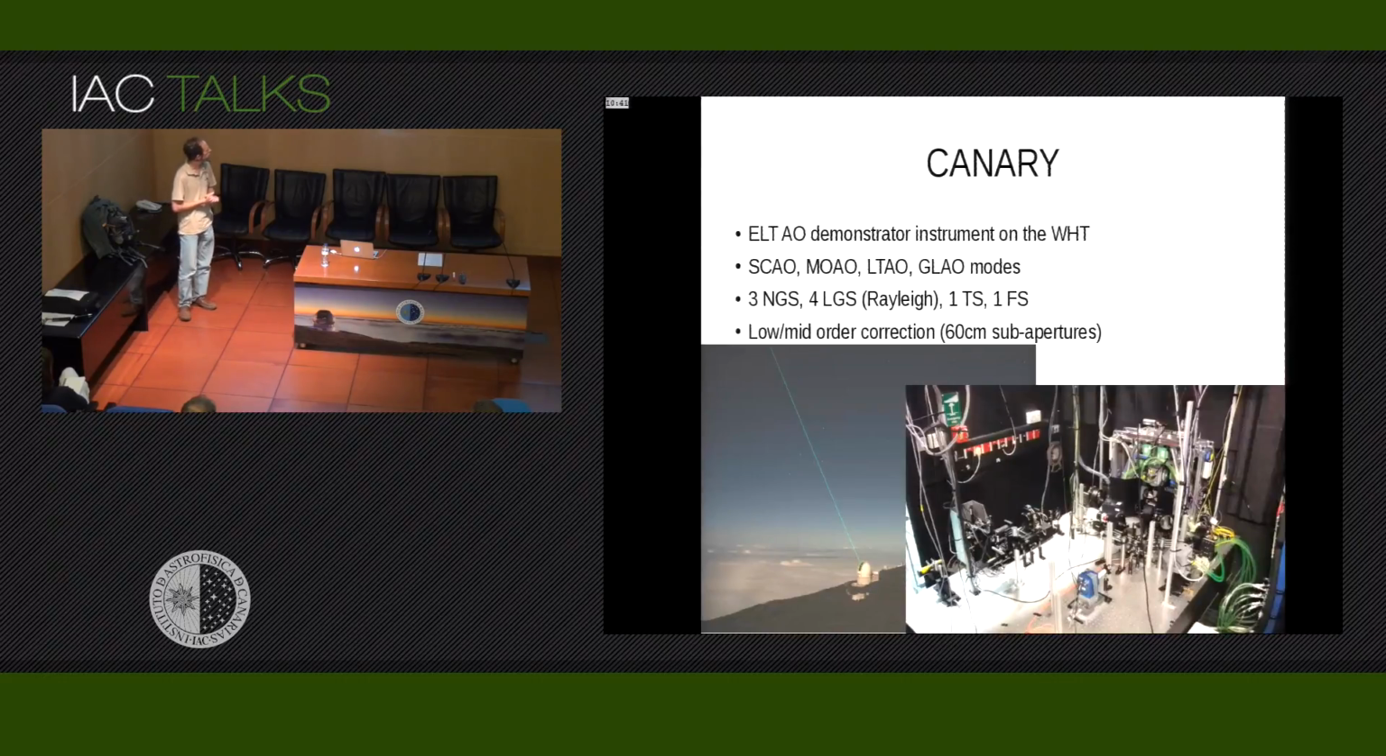It's a low to mid-order correction system. We have 60 centimeters of aperture at the moment. Next summer, we'll be decreasing the aperture size to somewhere between 30 and 40 centimeters.